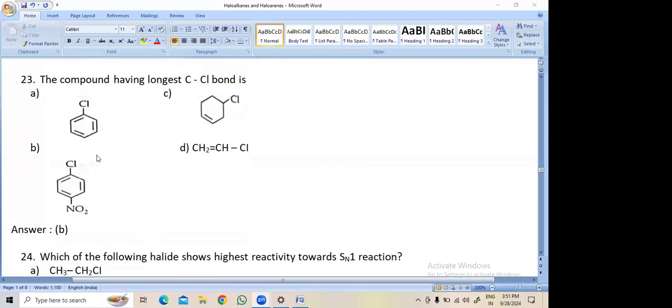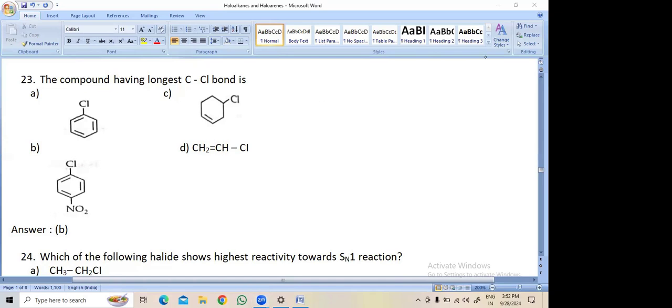So the compound having the longest C–Cl bond: A is chlorobenzene. Option B is 1-chloro-4-nitrobenzene. Then option D is vinyl chloride, right?